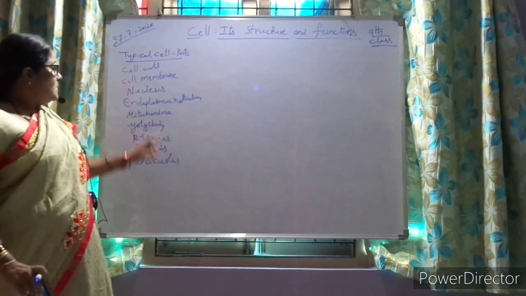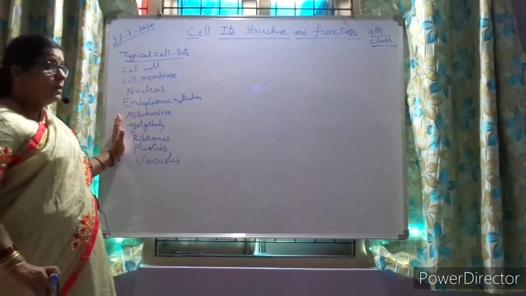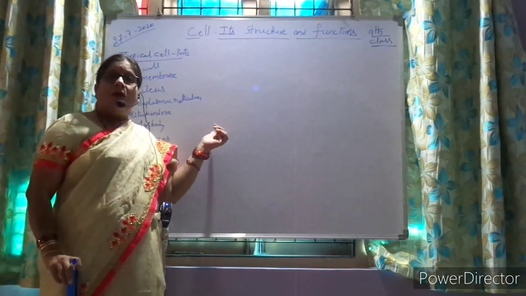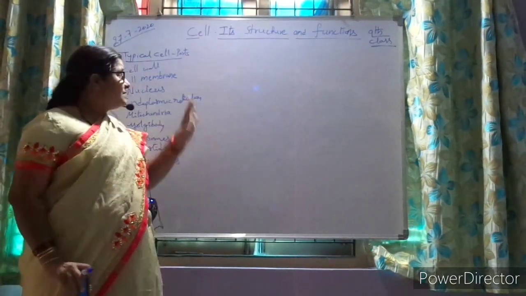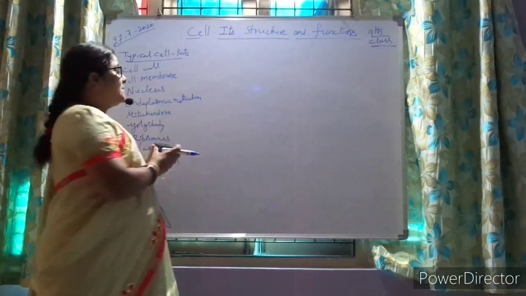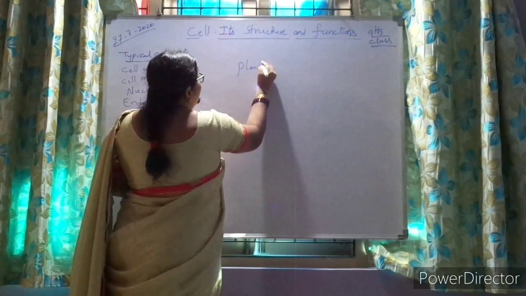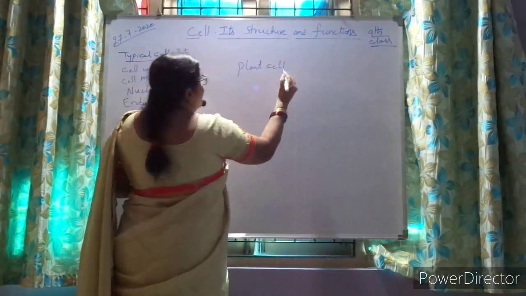All these cell parts, whatever we are observing on the screen, are not present in all types of cells. For example, if you take a plant cell and an animal cell.